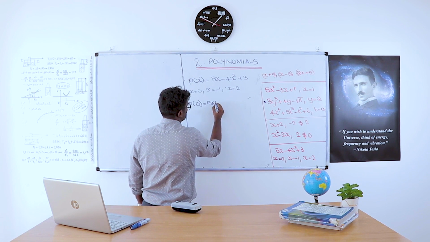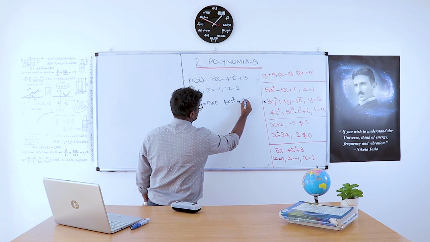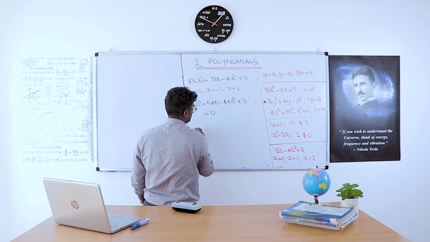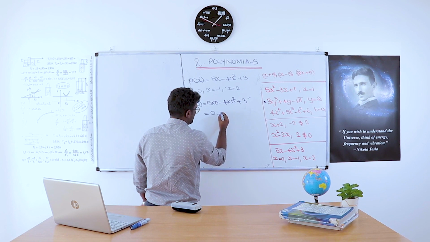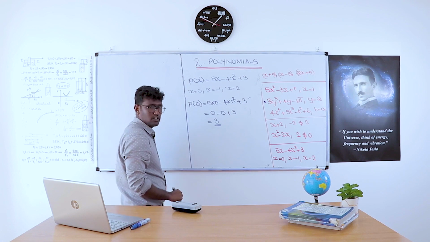5 into 0 minus 4 into 0 square plus 3. 5 into 0 is 0. Minus 4 into 0 square is 0, that is 4 into 0 is 0, plus 3. So the value of P of 0 is 3.